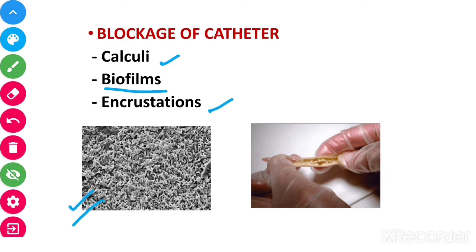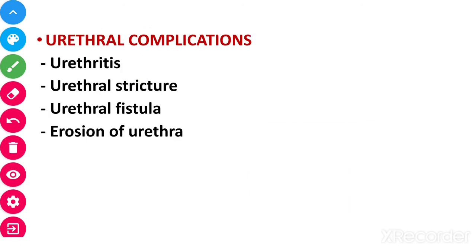Next is the encrustations. Encrustations are the mineral deposition within the catheter, inside the lumen of the catheter. So here in this picture you can see the encrustation that blocks the catheter. So all these can block the catheter, and then urine stasis can occur and urine will not be able to pass out. Okay, and the bladder will also be distended.